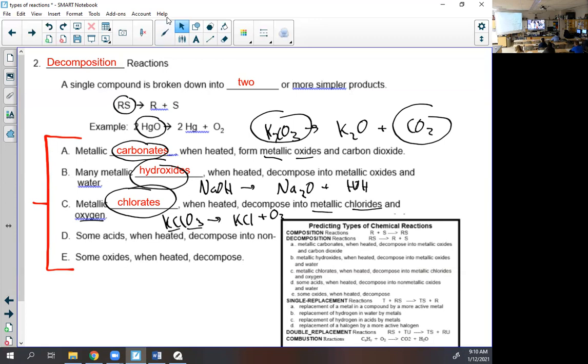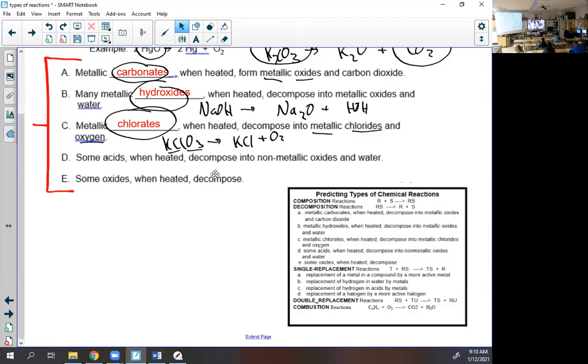Some acids, when heated, decompose into non-metallic oxides and water. Some oxides, when heated, just decompose. This bottom one, it just means like if I had barium oxide and I heated it hot enough, it would make barium and oxygen. It just breaks down into its two parts. The acids aren't super common, but if I had like HCl, and it's in water is why it's tricky, it could break apart into HOCl and water. Those are really tricky. So we don't really do those, but that is a way.